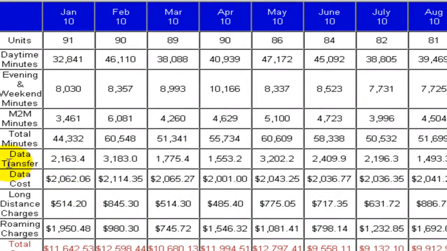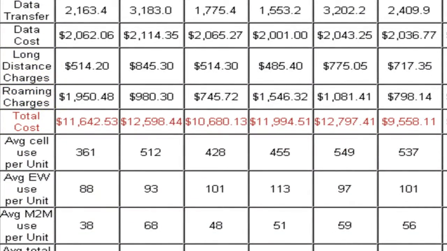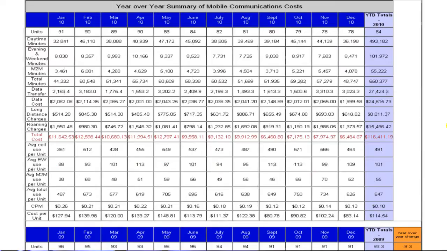Similarly, we can track trends in the data usage, cost for that data, and long distance and roaming charges. One of the things I like about the roaming charges is it lets us see very quickly what's going on. If we know that there is a specific event, perhaps a conference that several employees go to every year, we can see the charges for their roaming, and we can try to be proactive perhaps in future years and make a little bit of an effort to add applicable roaming bundles or travel packs to try to reduce some of those costs.